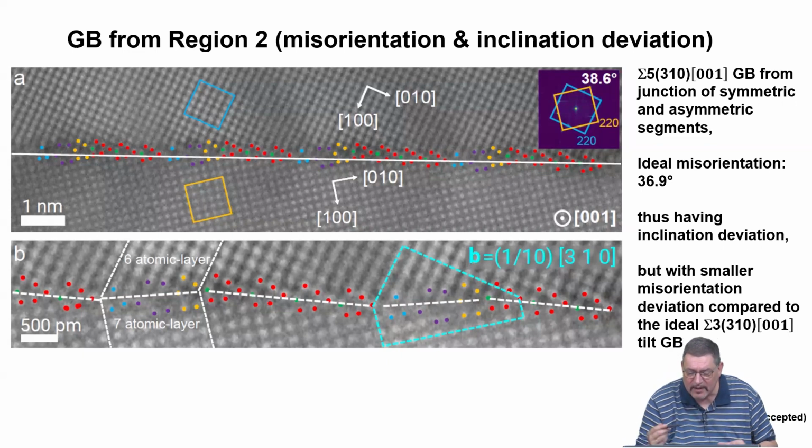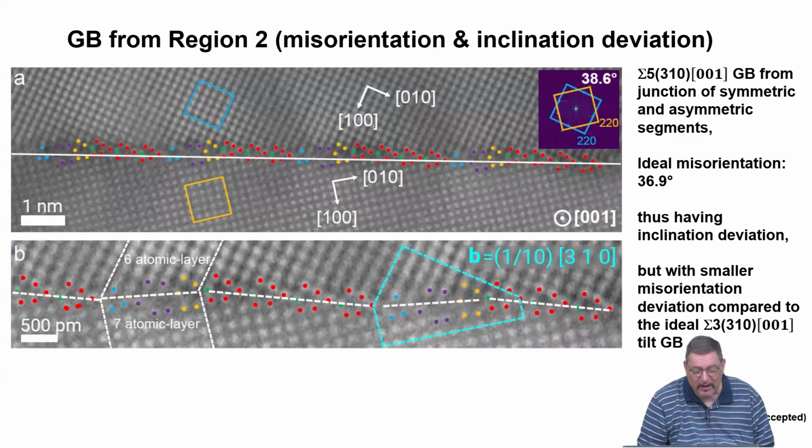You can see that for this non-ideal situation, the ideal misorientation for this boundary would be 36.9 degrees. We have here 38.6, so it's not a high deviation. We are within the Brandon criterion limits, so we can still describe this as a sigma 5, 310 boundary, but it is not perfectly ideal.